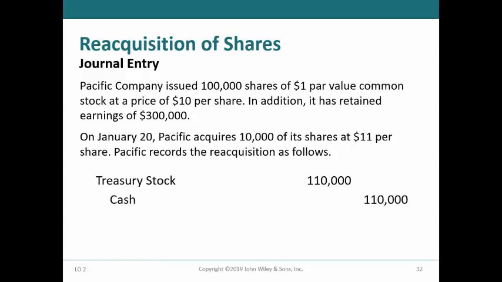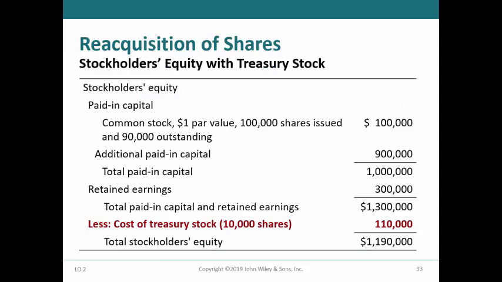To record the transaction using the cost method, Pacific would debit Treasury stock for $110,000 and credit cash for the same amount. This slide shows the effect of the Treasury stock purchase on Pacific stockholders' equity. The cost of the Treasury shares, $110,000, is deducted from total paid-in capital and retained earnings to arrive at total stockholders' equity of $1,190,000. This maintains the accounting equation because assets would also have been reduced by $110,000 cash.